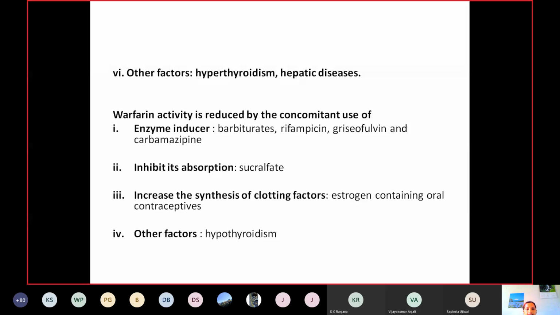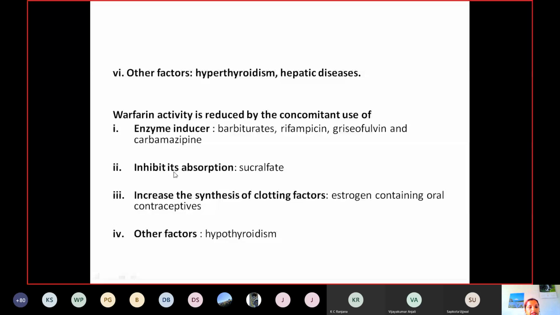Some drugs are enzyme inducers: barbiturates, rifampicin, griseofulvin, and carbamazepine. So that is enzyme induction, meaning the drug will be metabolized very fast. Okay, these barbiturates, rifampicin, griseofulvin cause induction of the enzymes. So when the enzyme is induced, there is increased metabolism of warfarin, thereby decreasing the therapeutic plasma level of warfarin.